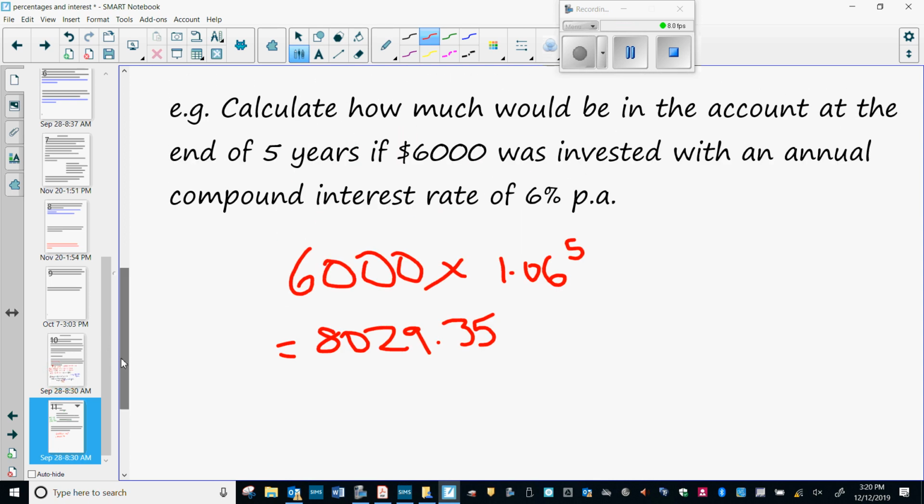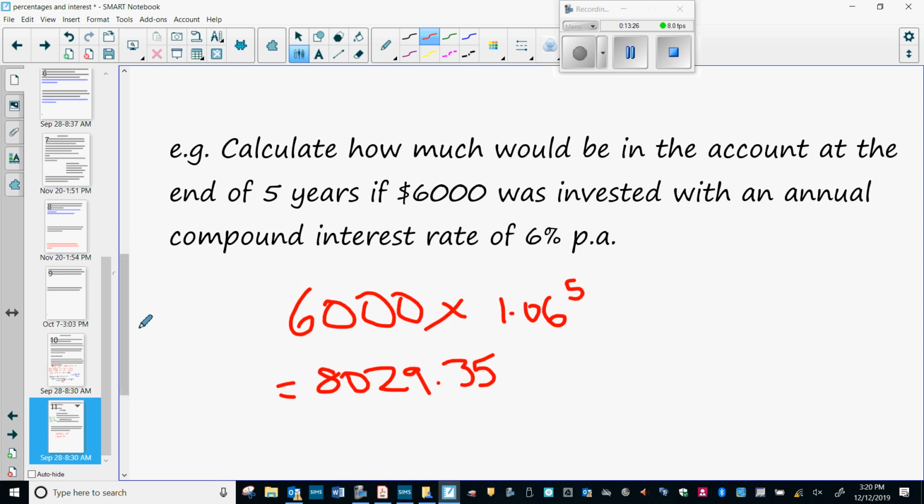Are we happy with compound interest? Yes. Okay. So it's a slightly different formula. You've got to be careful, as I said, what does the question say? How much is in the account or how much interest did you get? Would you always increase? Yes. We never do 0 point, correct.